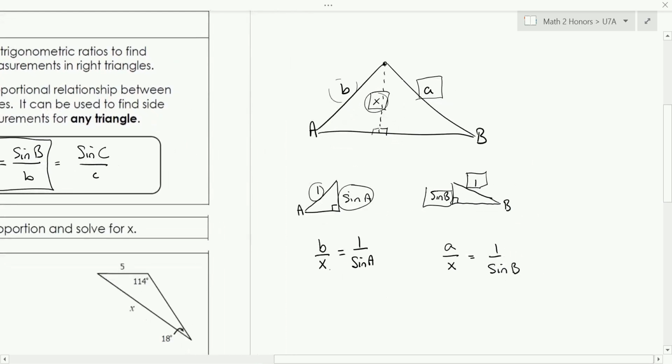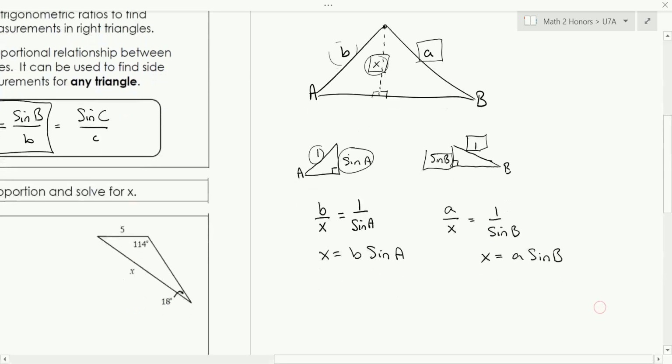And in each of these, I'll cross multiply, and I'll get x is b times the sine of A on the left side. And on the right side, I'll get x is a times the sine of B. Now, I really don't want x, and I want to connect these two together, and they're both equal to x. So the next natural thing to do is just use substitution and say, well, because they're both equal to x, we can set them equal to each other.